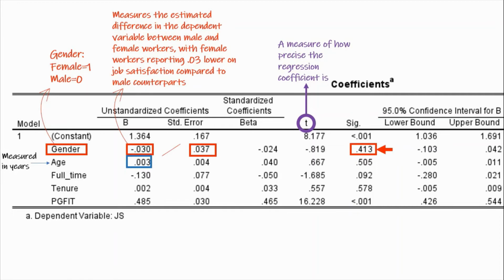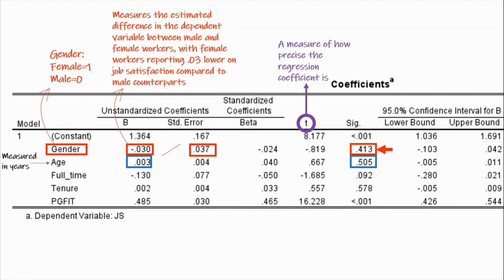Okay, so a 1 year increase in age is associated with a 0.003 unit increase in job satisfaction. But age here is not a significant predictor of job satisfaction, as the p-value is very large, clearly above the 0.05 threshold. So we cannot reject the null hypothesis.